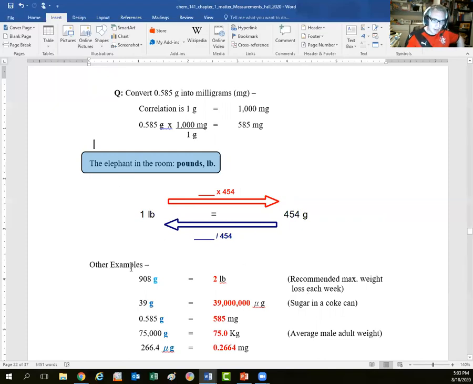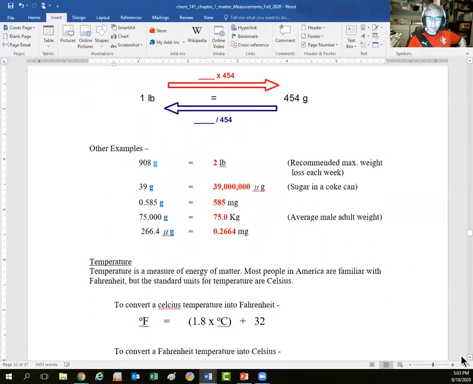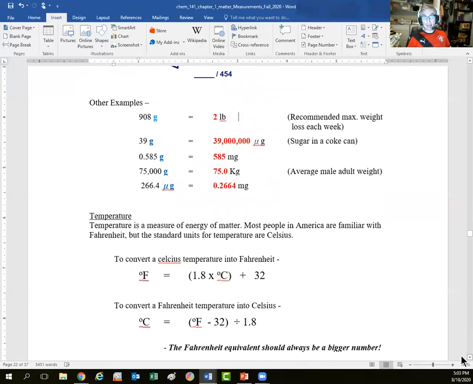Some examples: 908 grams equal to 2 pounds, which is still normally, I think, considered to be the maximum weight loss you should be attempting each week on a diet. Although I believe in the early weeks of a diet, you probably lose a lot of water. You probably expect to lose more than 2 pounds per week, at least for the first couple of weeks.